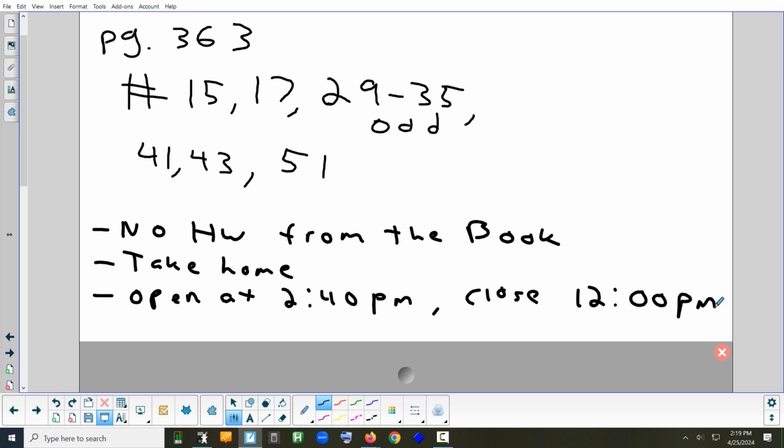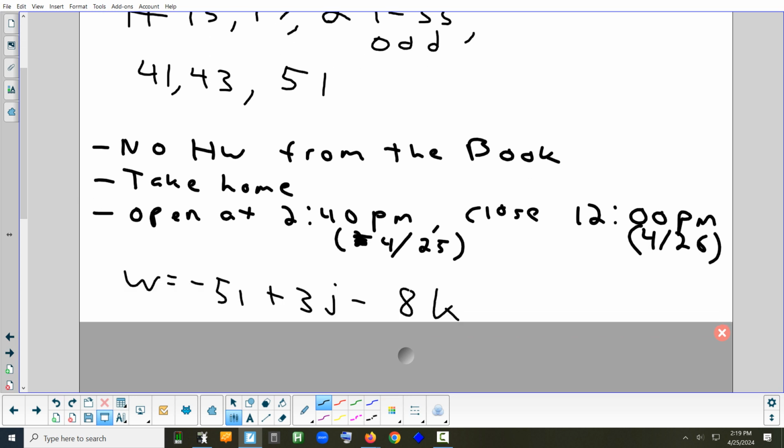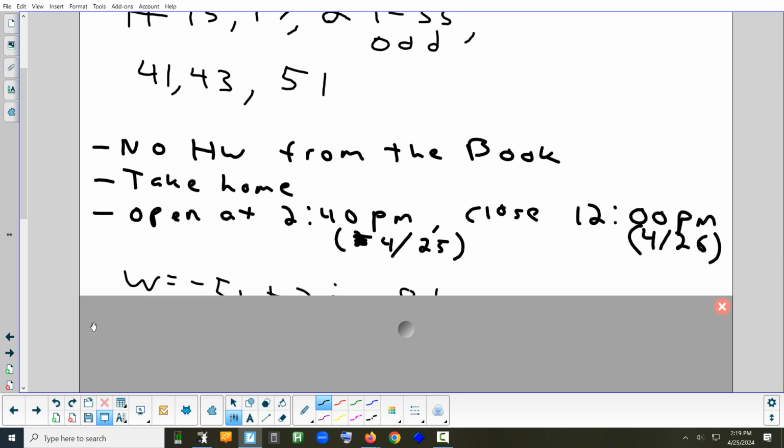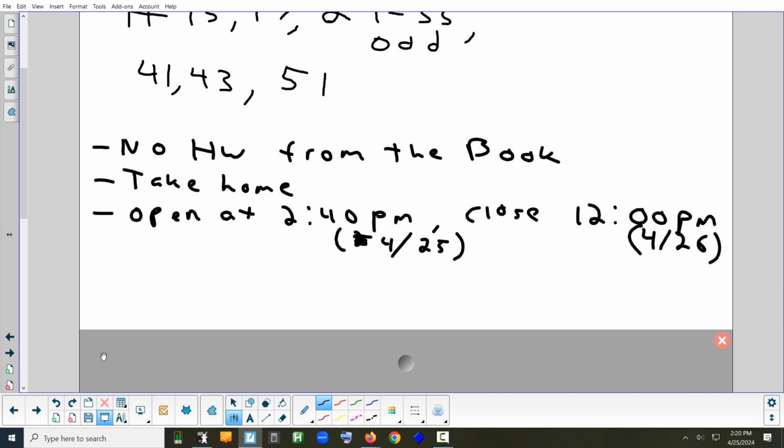It's 4:26. If you're in the test and it hits 12, it'll kick you out. It's going to just lock you out and submit whatever you have done. So it opens at 2:40 today and closes at 12 tomorrow. Whatever you have done by noon, it's going to submit that.